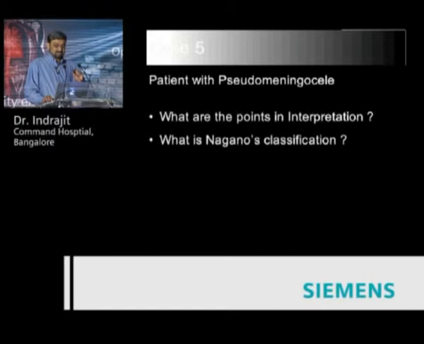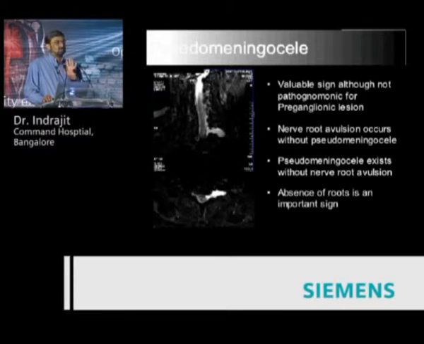Now let us analyze a little bit on pseudomeningocele. What are the points in interpretation? There is something called Nagano's classification which comes up occasionally. If the referring surgeon is a little bit experienced, he would come and ask what is in relation to Nagano's classification. Pseudomeningocele occurs very near the spinal cord and the roots. So it means that there is a major injury going on.